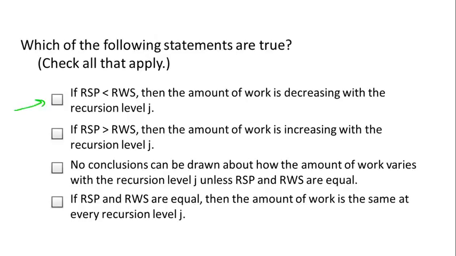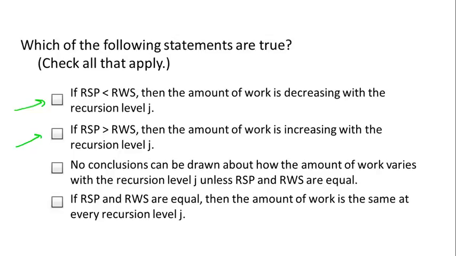So first of all, let's consider the first one. Suppose that the rate of subproblem proliferation, a, is strictly less than the rate of work shrinkage, b to the d. This is where the forces of good, the rate at which we're doing less work per subproblem, is outpacing the rate at which subproblems are proliferating. Okay, so the number of subproblems goes up, but the savings per subproblem goes up by even more. So in this case, it means we're going to be doing less work with each recursion tree level. The forces of good outweigh the forces of evil. The second one is true for exactly the same reason. If subproblems are proliferating so rapidly that it outpaces the savings that we get per subproblem, then we're going to see an increasing amount of work as we go down the recursion tree. It will increase with the level j.